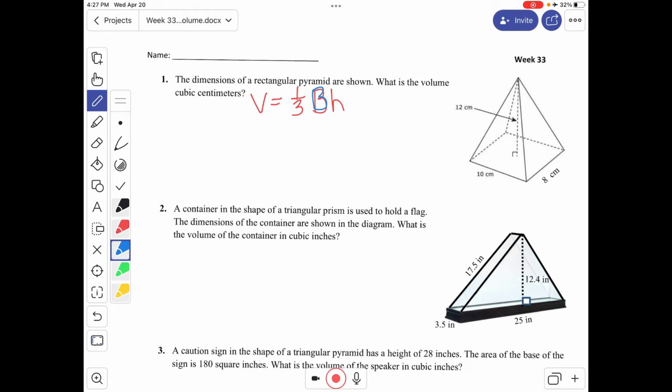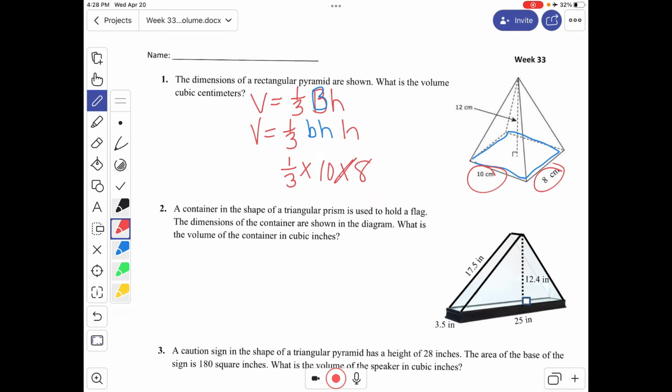So for that capital letter B, I need to plug in a different formula. The shape of this base is a rectangle, so I plug in the formula for a rectangle, base times height. I also still need to multiply times 1/3 and times the height of the pyramid. So that's my map. Now I can plug in the numbers. 1/3 times 10 times 8, those are the numbers on the base, times the height of the pyramid.